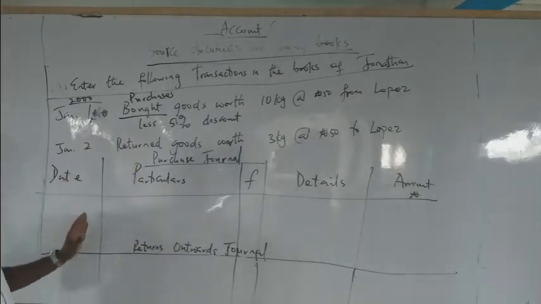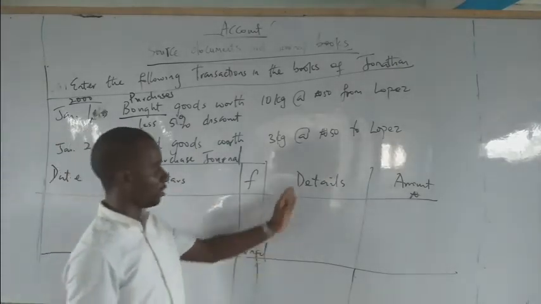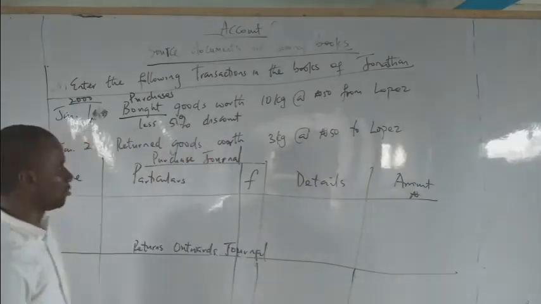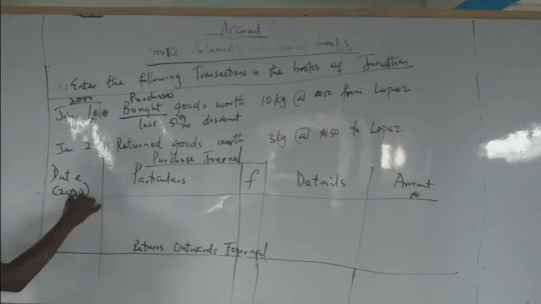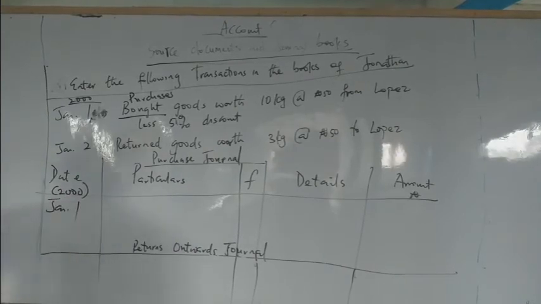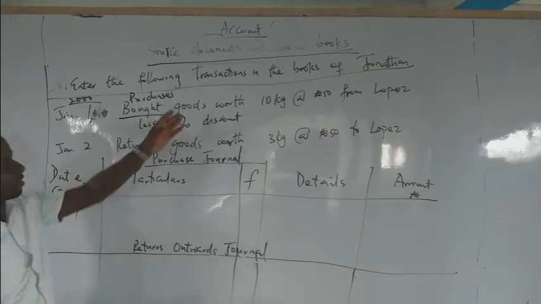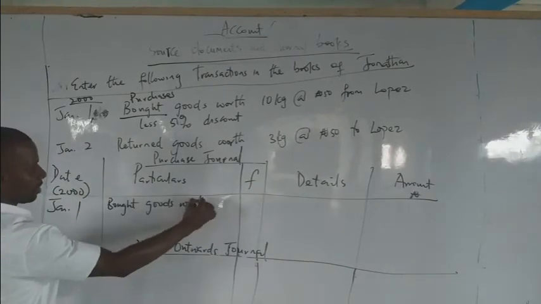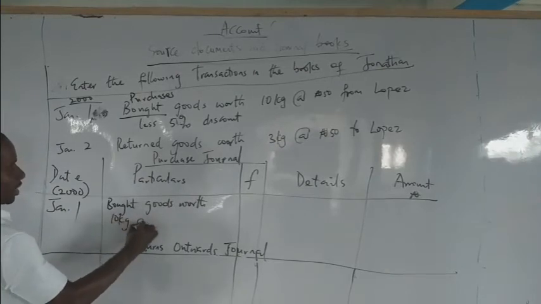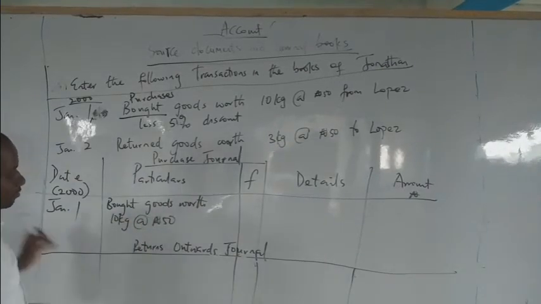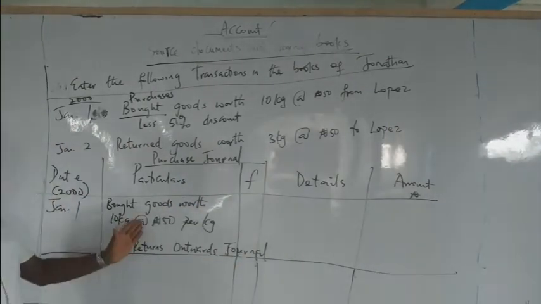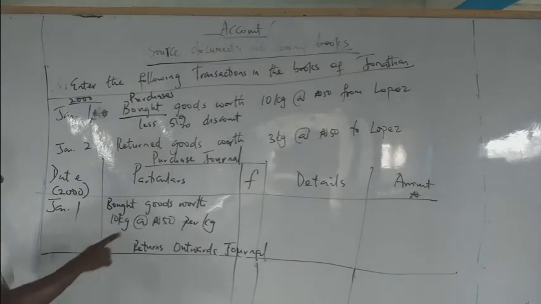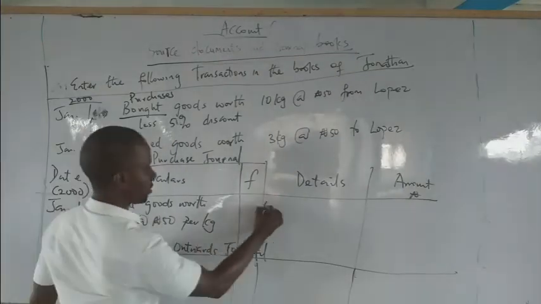Now, this is a specimen of the purchase journal or day book. We have the date column, particulars column, folio column, details, and the amount. We will now come under the details. The date, we'll write the date, 2000, January 1st. And what were the particulars? 10 kg at 15 naira per kg. Under the folio, there's no reference point here. We will now come under the details to make our calculations. And what are the calculations? If each kg costs 15 naira, 10 kg will be what?